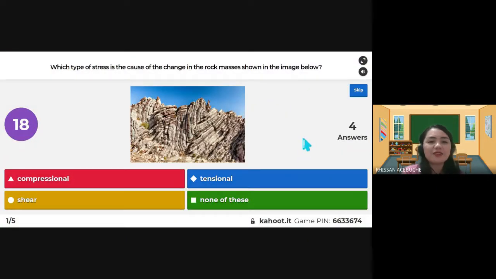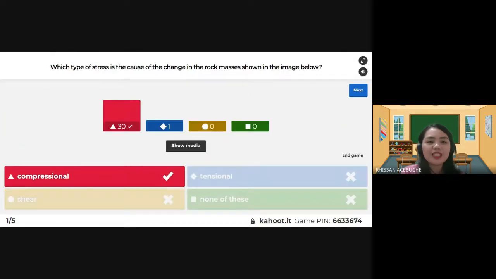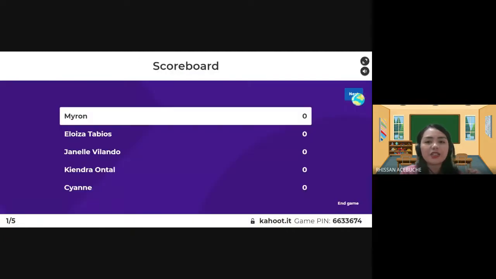Okay, so you have 20 seconds to answer this. This is the image. 29 already answered. 30. Last 2 seconds. All right. So 30 students got it correctly. The correct answer is compressional.